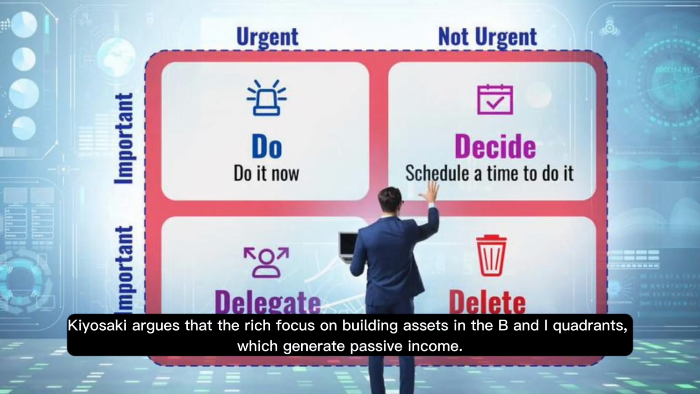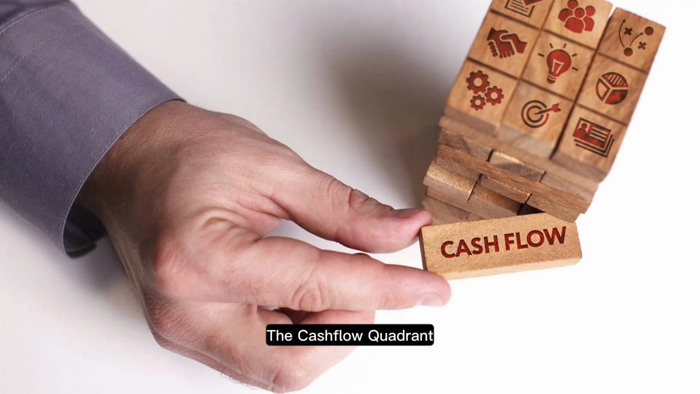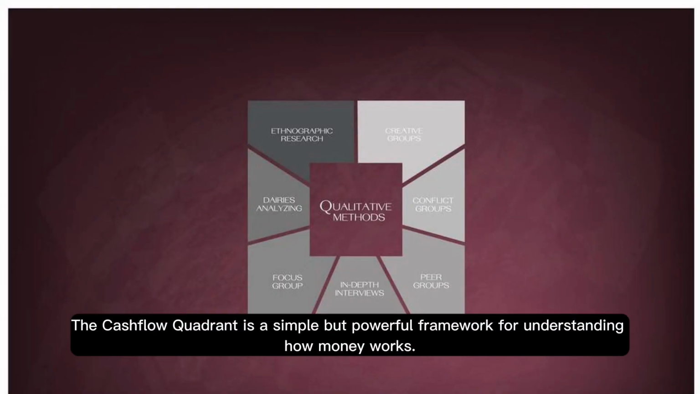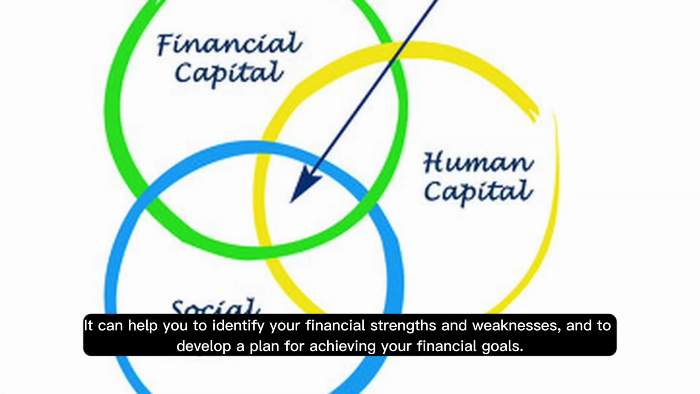Kiyosaki argues that the rich focus on building assets in the B and I quadrants, which generate passive income. He also teaches readers how to move from one quadrant to another to achieve financial freedom. The Cashflow Quadrant. The Cashflow Quadrant is a simple but powerful framework for understanding how money works. It can help you to identify your financial strengths and weaknesses, and to develop a plan for achieving your financial goals.